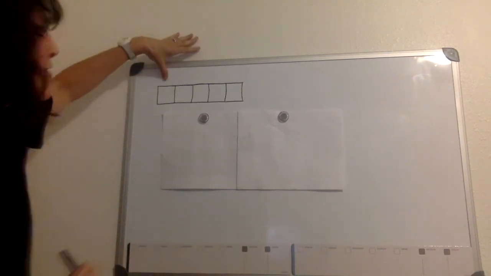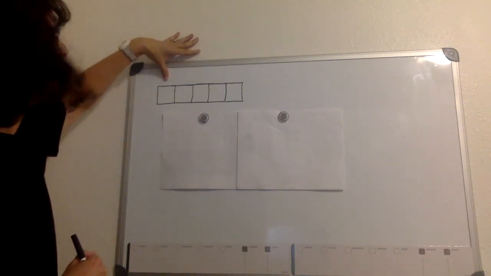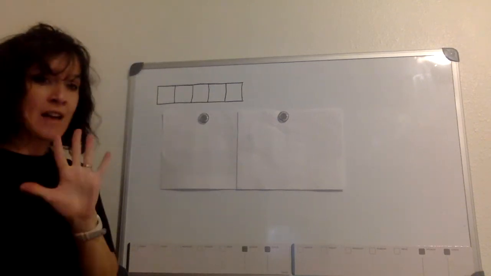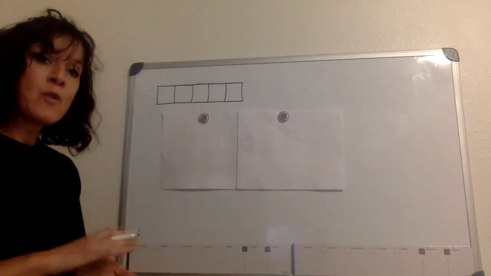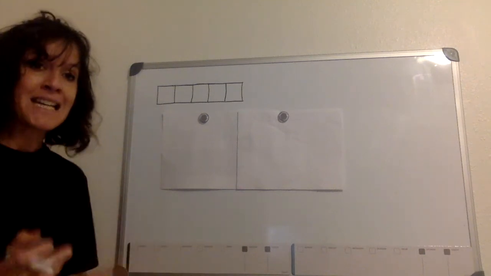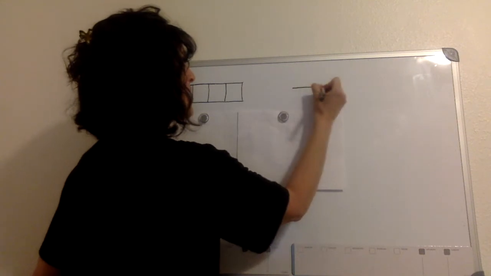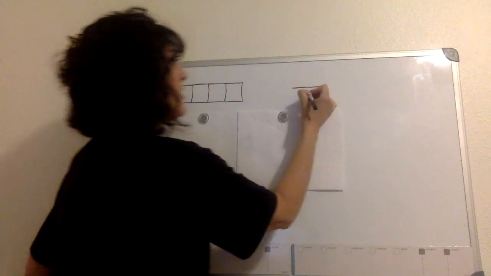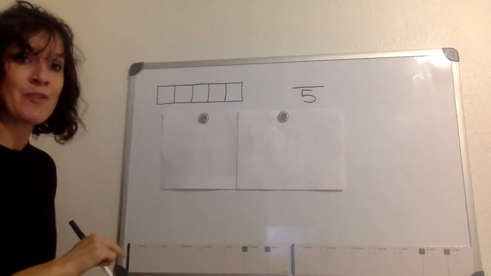I did my best, and let's count how many parts are in my rectangle. We have 1, 2, 3, 4, 5. So I have 5 equal parts in my rectangle. When you find out the number of parts all together, that is your denominator. So if we have our fraction over here, 1, 2, 3, 4, 5 parts all together, I'm going to put that in my denominator, that number 5.